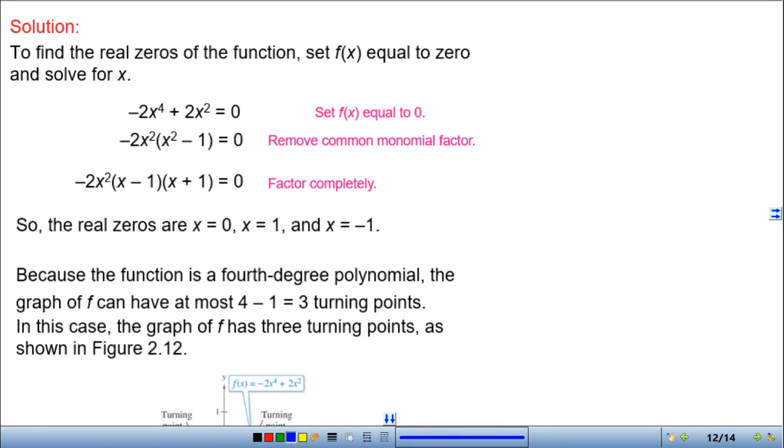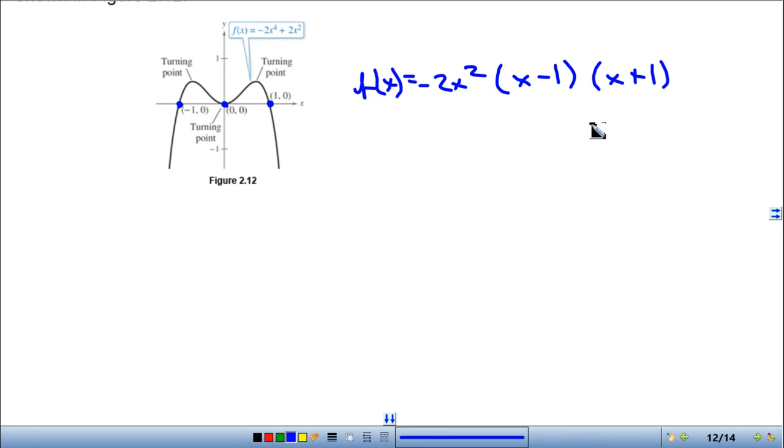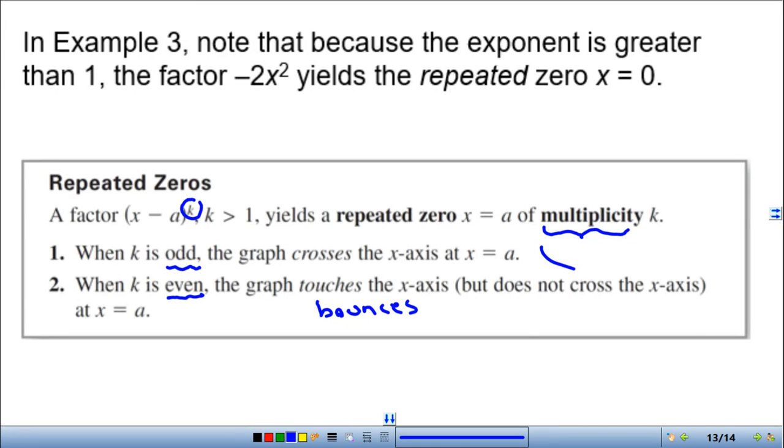Now, what I'm talking about is here. Look right here. So I had negative 2x squared, x minus 1, x plus 1 when I factored. Notice, I have my multiplicity here. Its power is 2. It's even. So it's going to bounce off the x-axis. For this one, my power is 1. Same thing here, my power is 1. It's odd, so it's going to cut the x-axis. So that's what I mean when I say this.